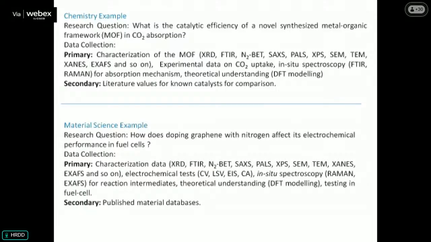How does doping graphene with nitrogen affect its electrical performance in fuel cells? So I told you a fuel cell is a device which converts a fuel into electricity. So fuel can be hydrogen or alcohol. One day we talked about direct alcohol fuel cells, right? So for those fuel cells, you need a catalyst. So this is the catalyst, graphene, nitrogen-doped graphene.